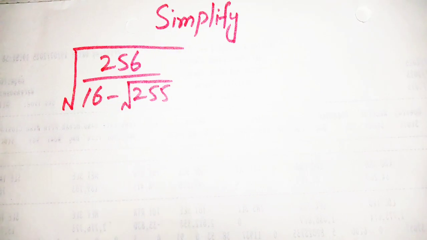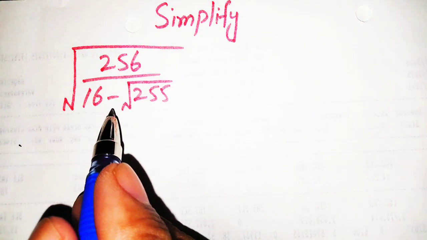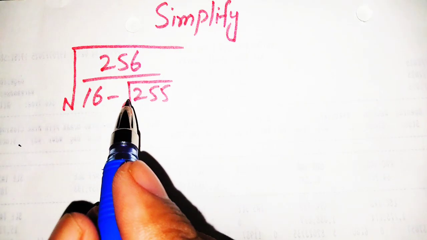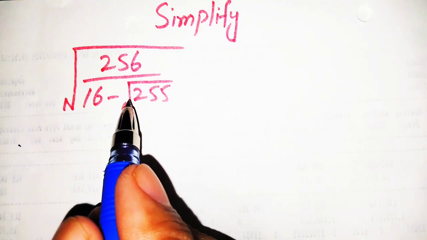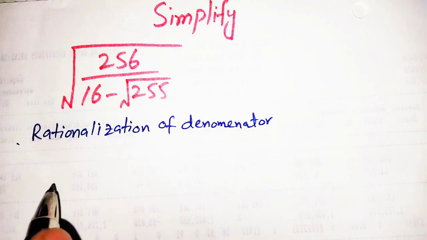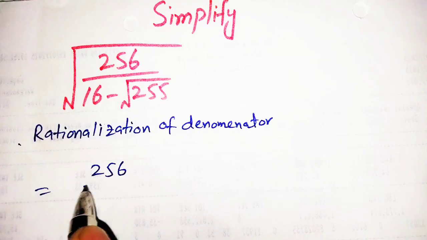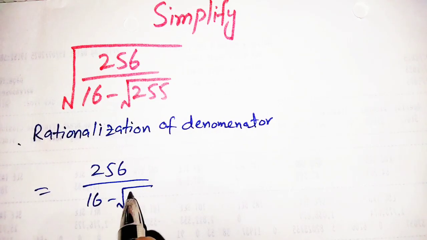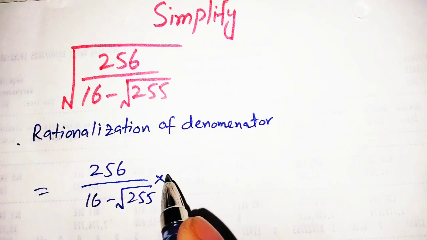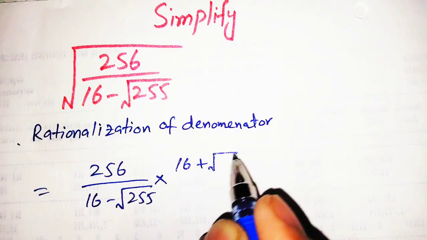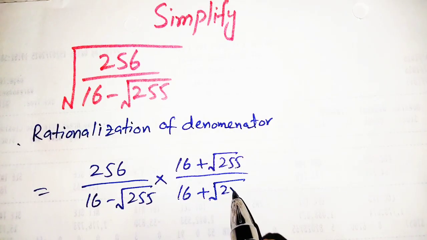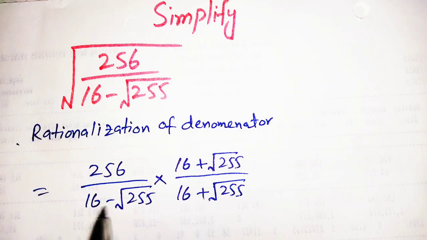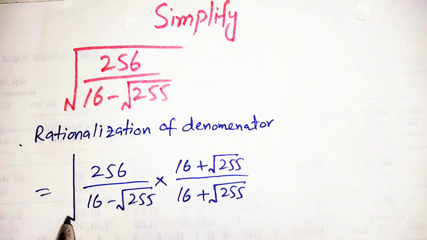So to solve this, first we will rationalize the denominator, and for this we will multiply and divide by the conjugate term, that is changing the sign of the denominator, and we will get 256 times 16 plus square root of 255 over 16 plus square root of 255, with the original denominator being 16 minus square root of 255. This is the rationalization process of the denominator.